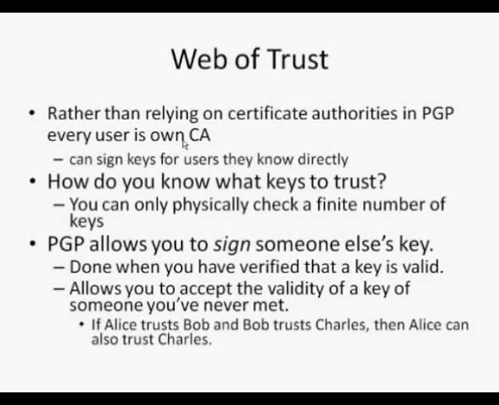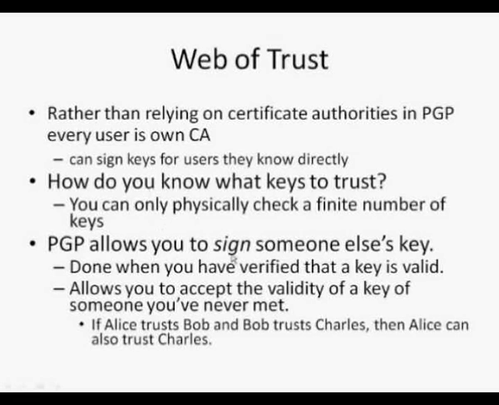If you want to send an email to another person, you need to have his key. You can get his key either through a key server or through email or by any other means. However, the key should be validated either by you or somebody you trust. In PGP, there is no concept of a certificate authority. Every user can behave as a certificate authority, and he can sign keys for users they know directly.